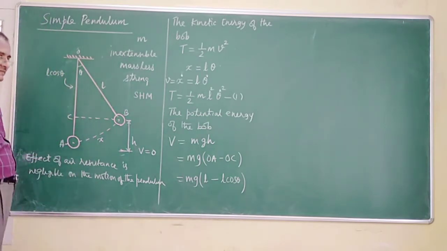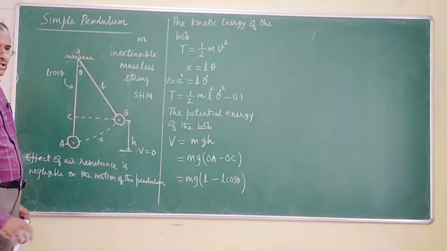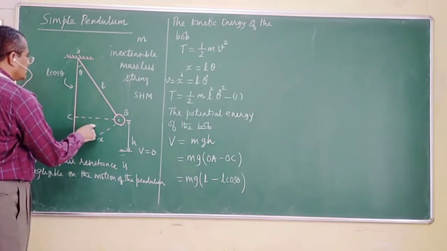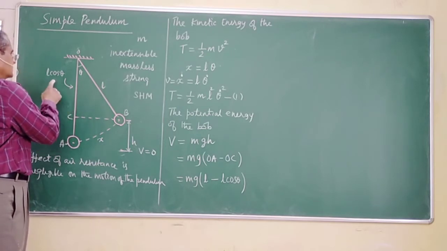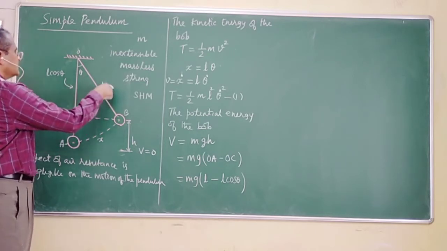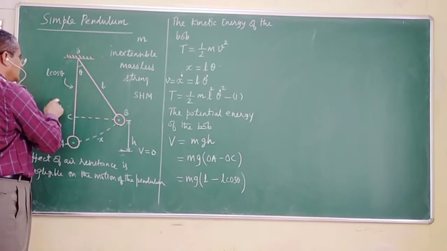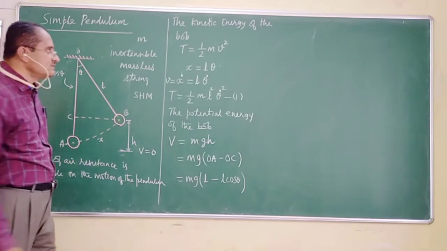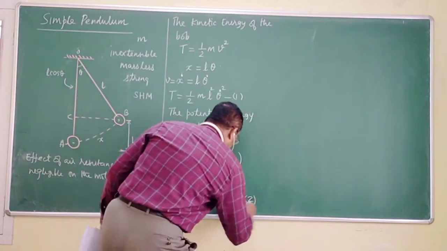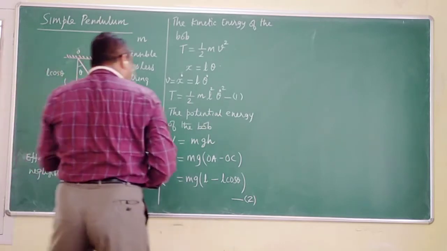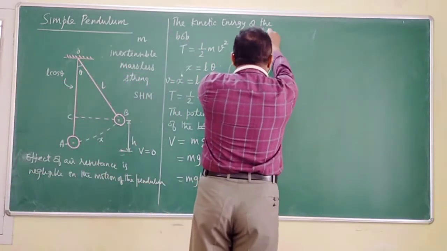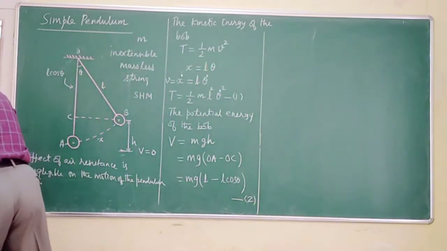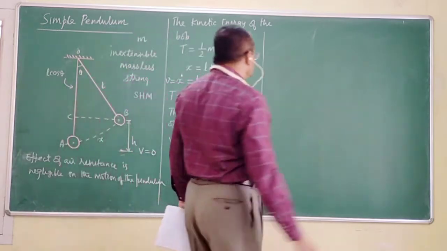If you don't know how this is L cos theta, you are not fit to sit in second BSc. This is the hypotenuse, this is the opposite side, this is the adjacent side. Cos theta is adjacent by hypotenuse. Therefore, adjacent upon L is cos theta. Therefore, the adjacent side is L cos theta. That is what I want. I will call this equation number 2. That is equation 2 for me. Now, let us write the Lagrange's equation.